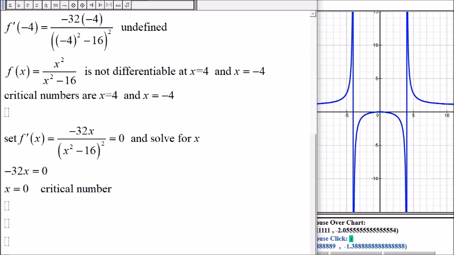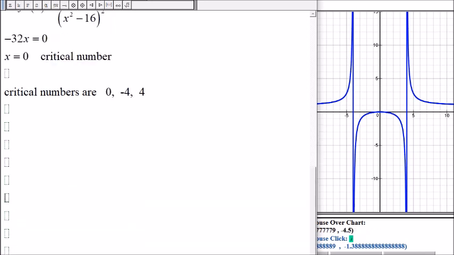So we have three critical numbers. We have the 0, the negative 4, and the 4. And so what we're seeing on the graph is this: this is negative 4, this is 0, and this is 4. And then that will help us figure out where the function is increasing and where it's decreasing.